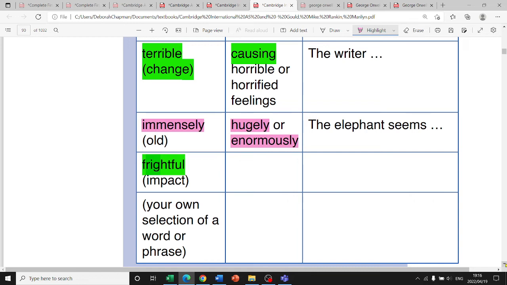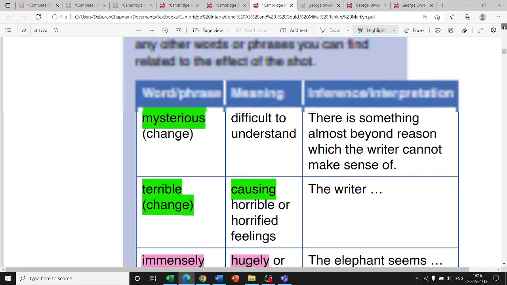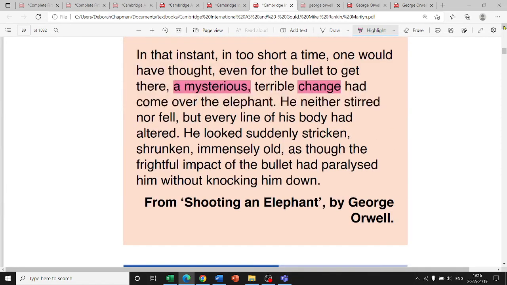Frightful impact. You can go back to the text, you can scroll up back to the text. As though the frightful impact of the bullet had paralyzed him. Think about this word frightful. What does frightful mean?